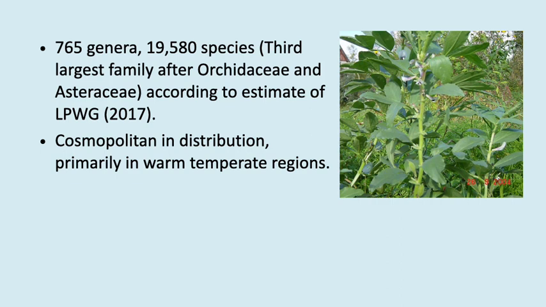This family comprises about 765 genera and 19,580 species. This is the third largest family after Orchidaceae and Asteraceae, according to the estimate of the Legume Phylogeny Working Group 2017. This family is cosmopolitan in distribution and primarily found in warm temperate regions.